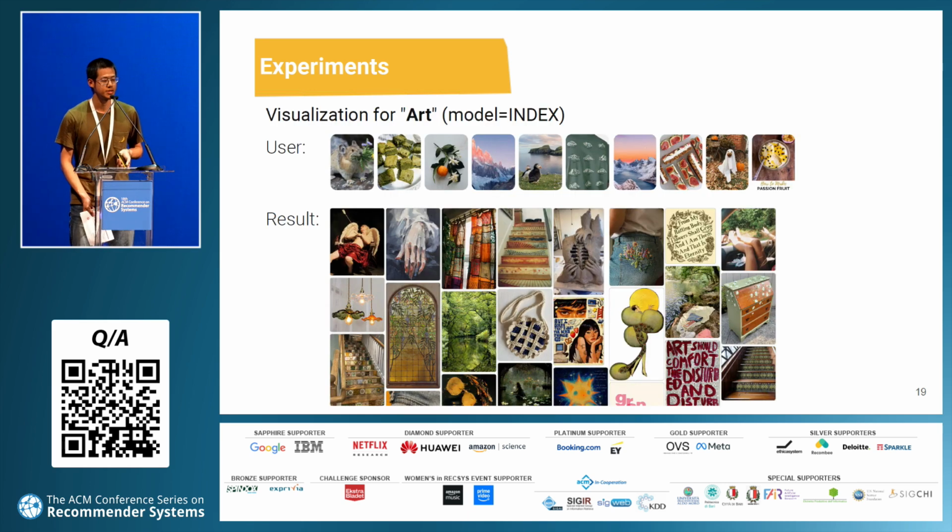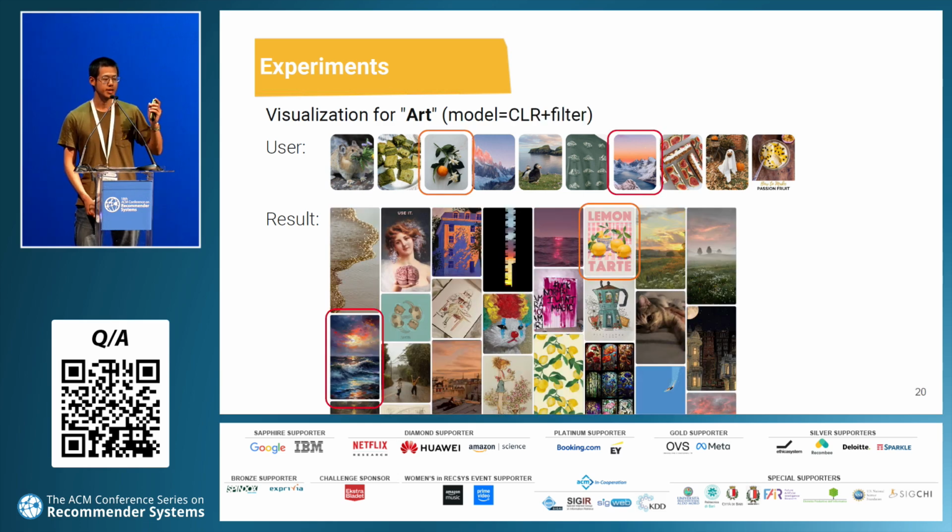Finally, here are some visualizations of the user engagement pins and the results we recommend using the token-based methods. This is for the topic of art. As you can see, this is pretty generic art content. But if we use our methods, I've highlighted that you can see the results are more relevant. As I highlighted, the orange boxes are all around some fruit art, and the red box is around some landscape photography.